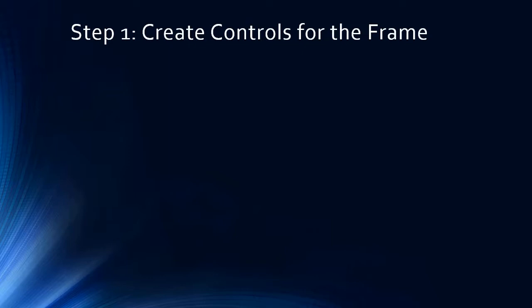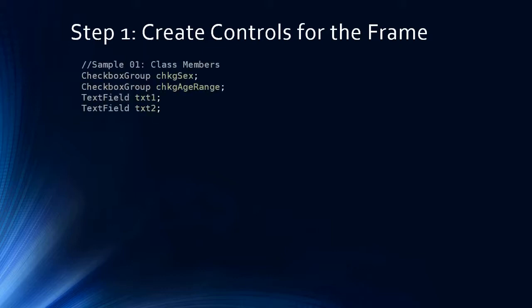Alright, so as part of the first step, we will see how to create the controls for this example. We declare a checkbox group as a class member, as well as two text fields as class members. Why? Because when we handle the event produced by the checkbox group, or we can call it a radio group, we will handle the item event. Inside the handler for the item event, we need the checkbox groups to know the selected checkbox, and we need these two text fields to report which radio button is selected. So that's why we are declaring them as class members.